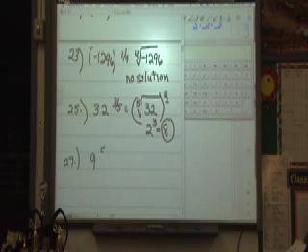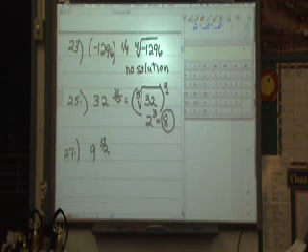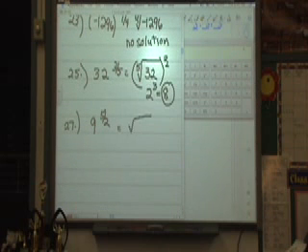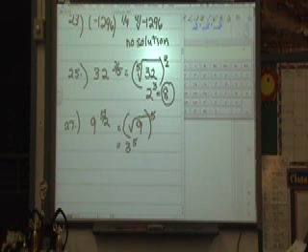27, 9 to the 5/2 power. That's the square root of 9 taken to the 5th power. The square root of 9 is 3, and 3 to the 5th power is 243.